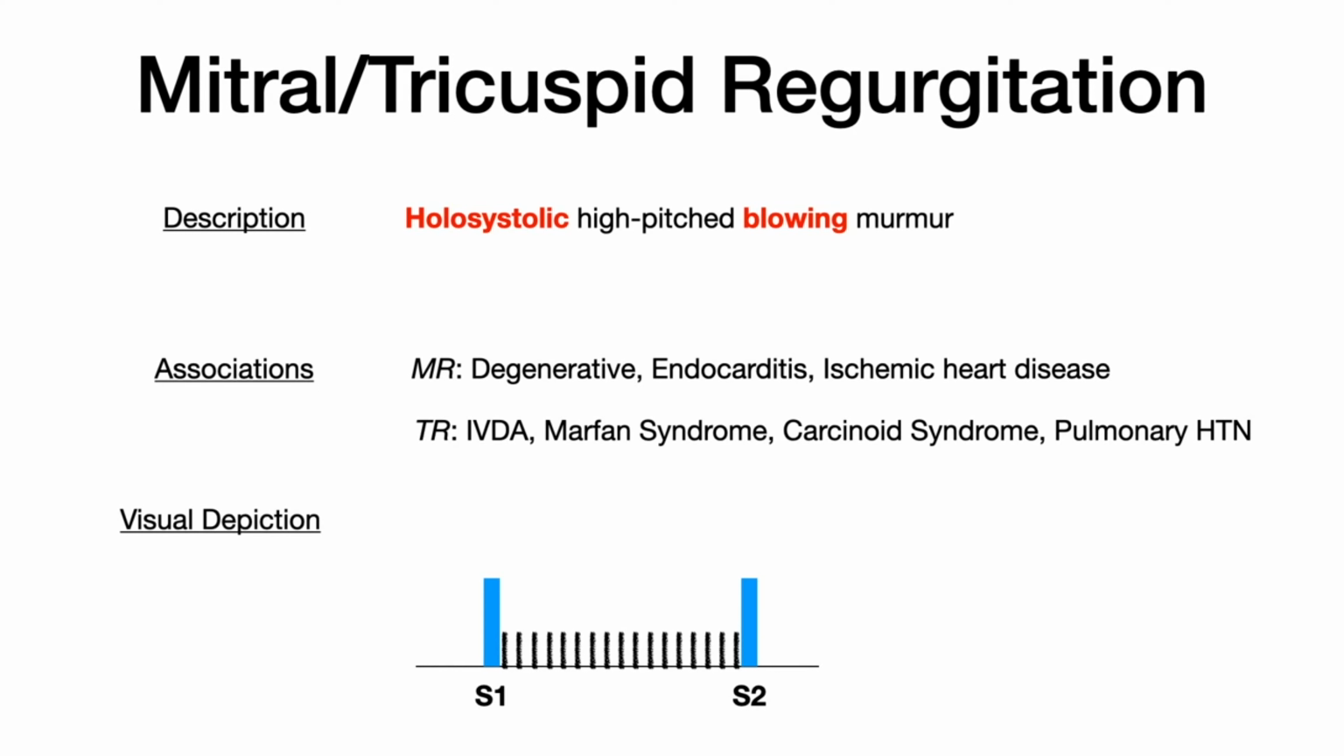So looking at our visual depiction, when your headphones are on, this is going to be holosystolic, high-pitched, blowing, and continuous from S1 to S2. So put your headphones on and listen, because this is what mitral and tricuspid regurgitation sound like.